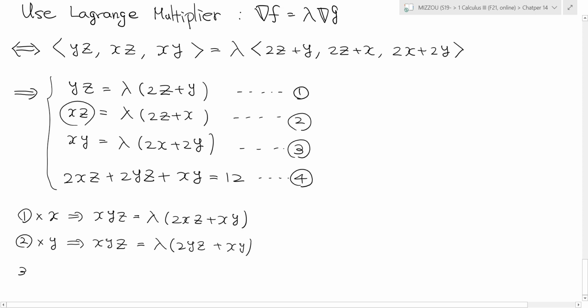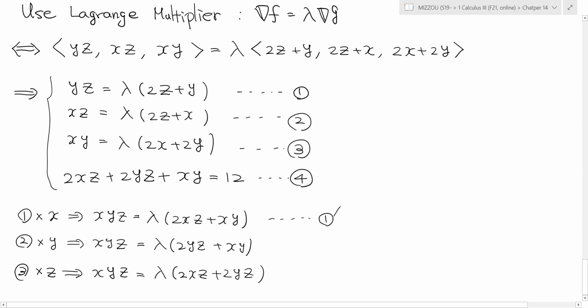And then finally, from 3, you multiply z, you get xyz equal to lambda times 2xz plus 2yz. And then let's call this number 1.